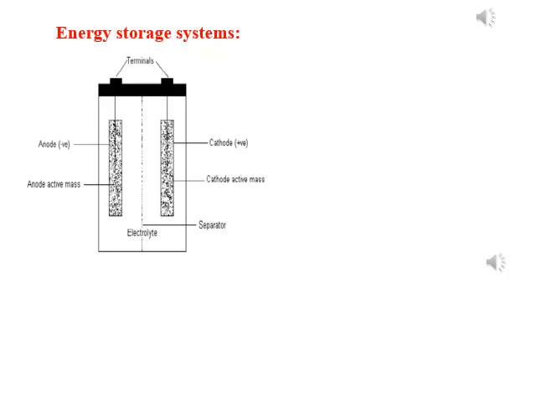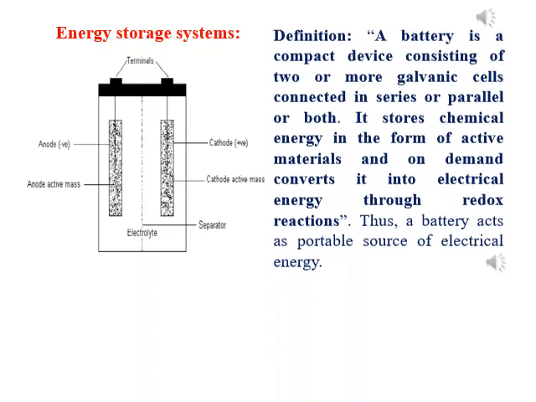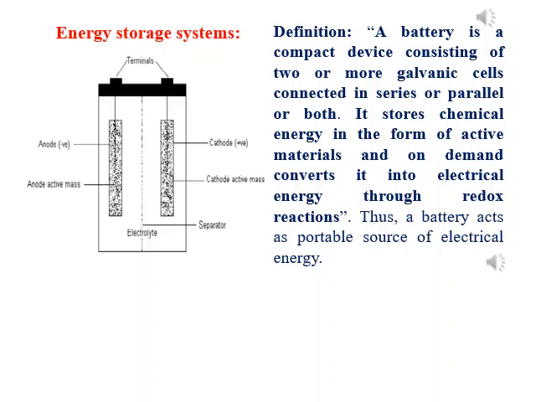This is the schematic representation of a battery showing its four important components, that are anode, cathode, electrolyte and separator. Definition: a battery is a compact device consisting of two or more galvanic cells which are connected either in series or parallel, sometimes both. It stores chemical energy in the form of active materials, and on demand it converts it into electrical energy through the redox reactions.